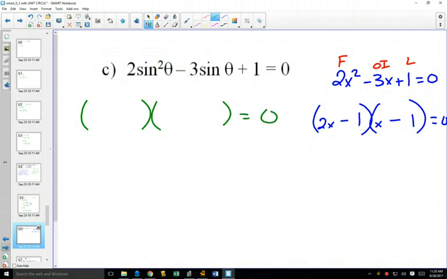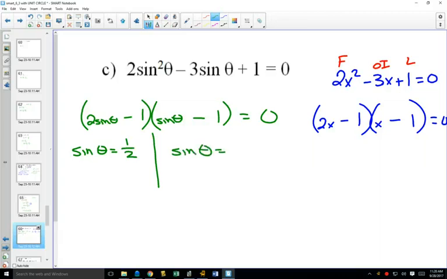So now we're going to do the same thing when we have sine and cos. How do I get 2 sine squared? The only way is 2 sine theta and sine theta. How do I get 1? Has to be 1 and 1. And to get the negative 3, they're both negative. I quickly check it. Yes, everything works out. And now that we've factored it, we know here that sine of theta could equal positive 1/2. Here, sine of theta could equal 1.